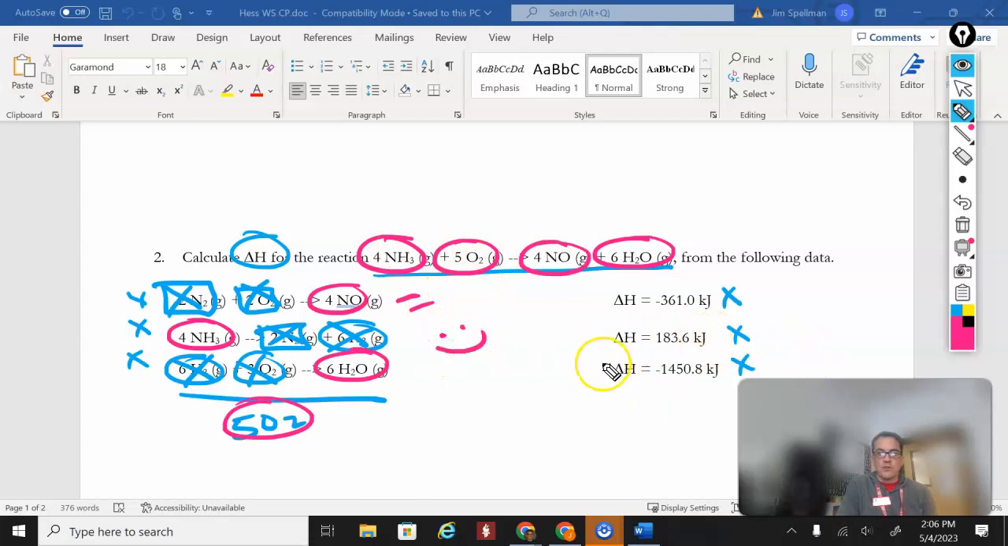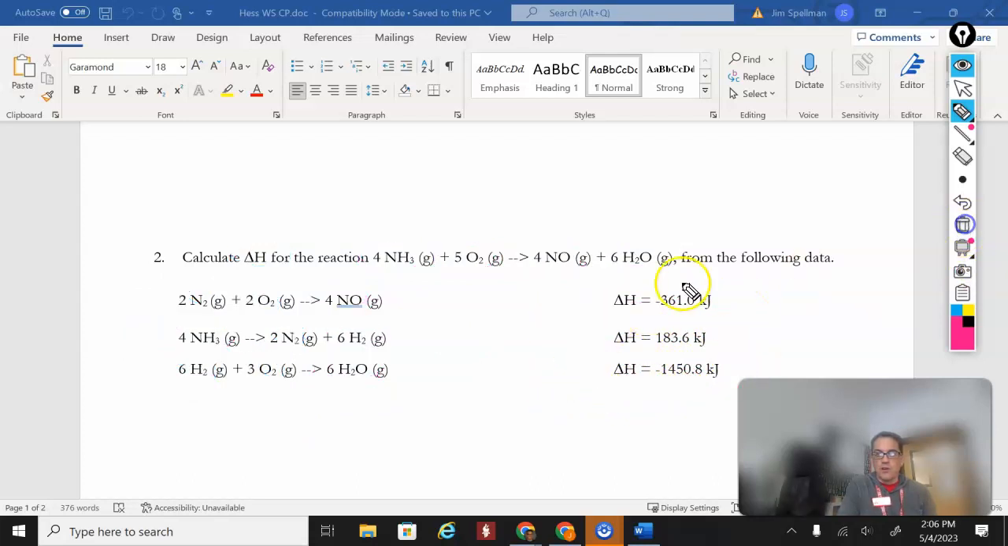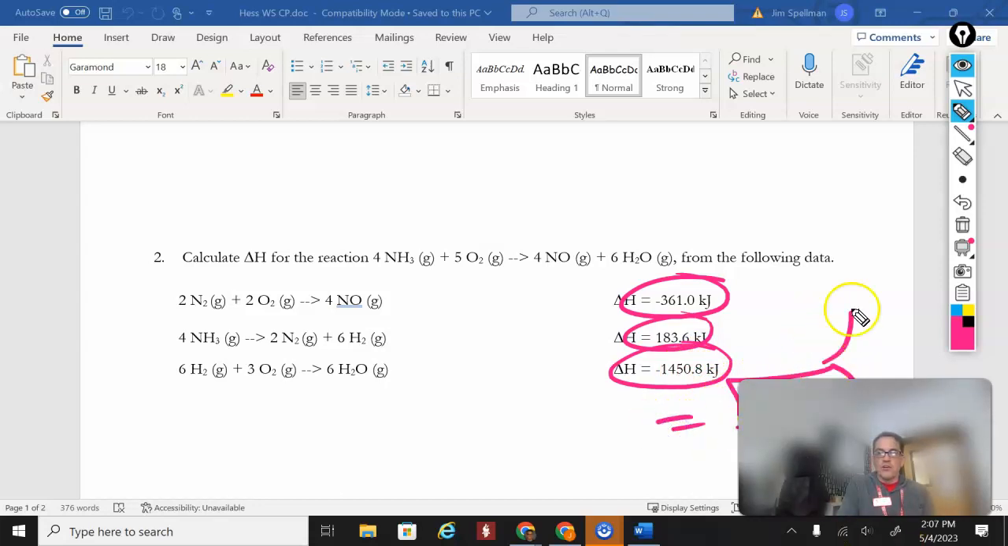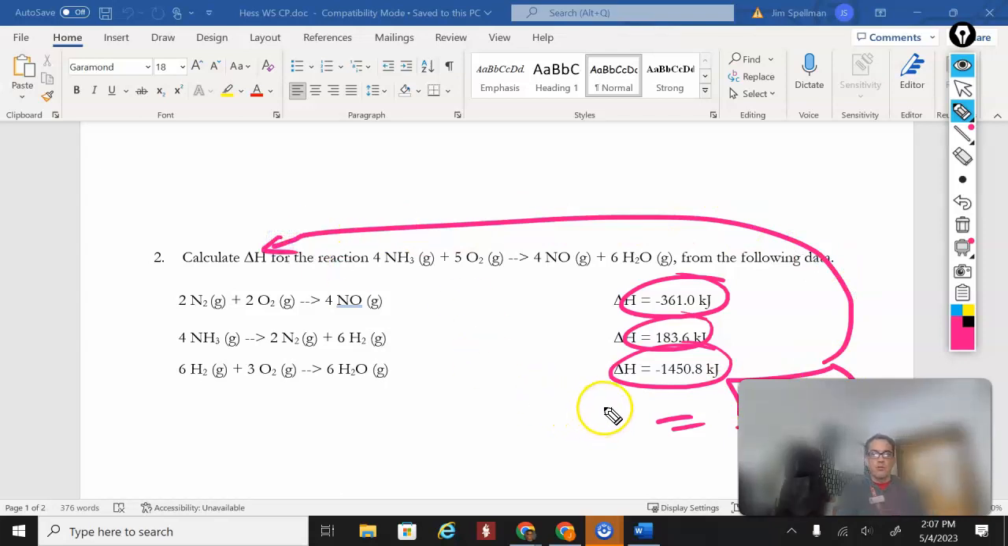And if these two things are equal to one another, then all we have to do to get our answer is to add these up. Stick them in the calculator. Negative 361 plus 183.6 plus negative 1450.8. Hit the equal key. There's your answer. And whatever you get here is simply the answer to our problem.